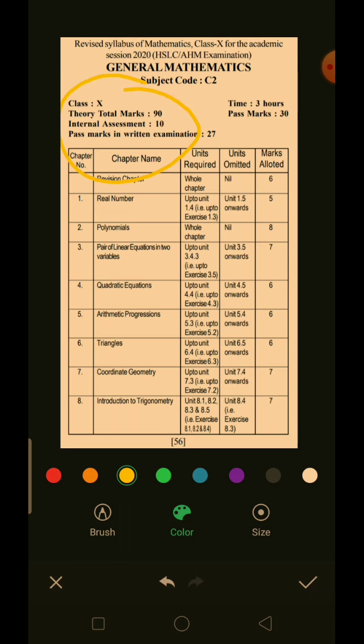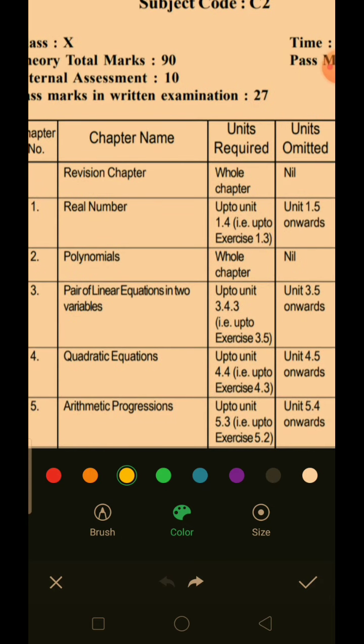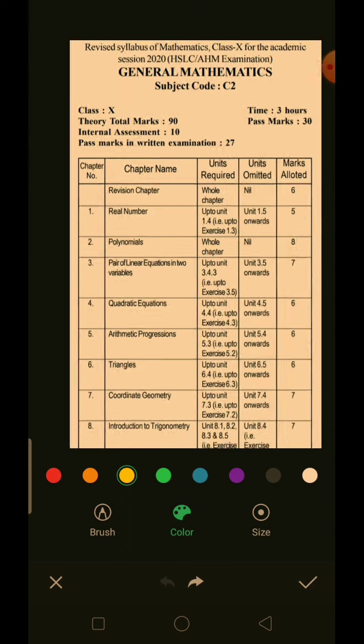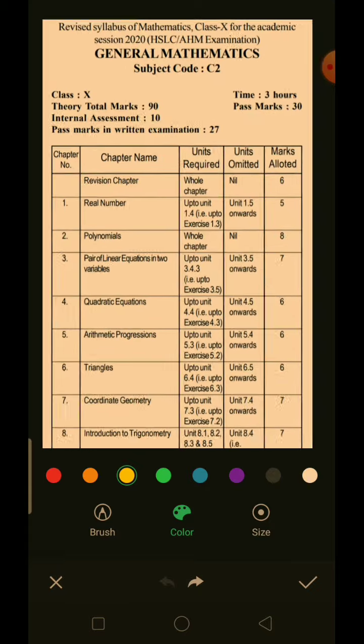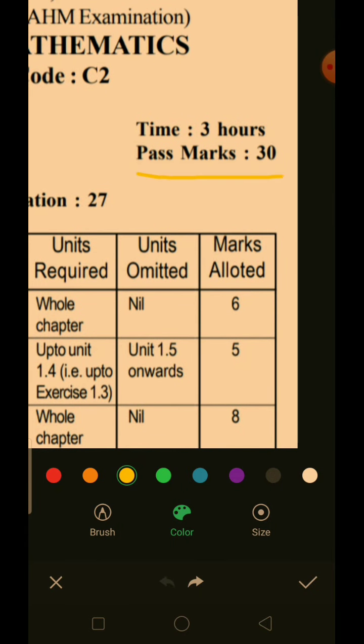Your class 10 total theory marks is 90 marks, your internal assessment is 10 marks, and your time limit for the exam is 3 hours with pass mark 30 marks. The pass mark for your theory is 27, and for your internal assessment it should be 3, because 27 plus 3 would be equal to your 30 marks right here.